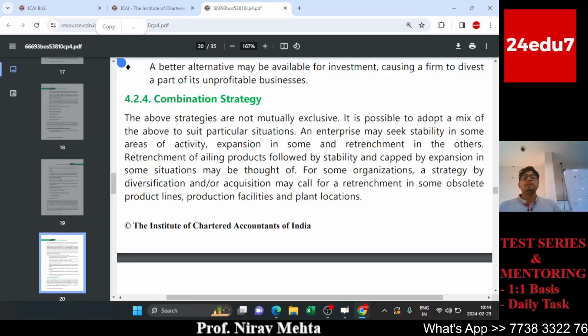It is possible to adopt a mix of the above situation. An enterprise may seek stability in some area, expansion in some area, and retrenchment in some activities. Correct? Copy these first 3 lines for combination. Give heading combination strategy, main work, super fast. Only first 3 lines.